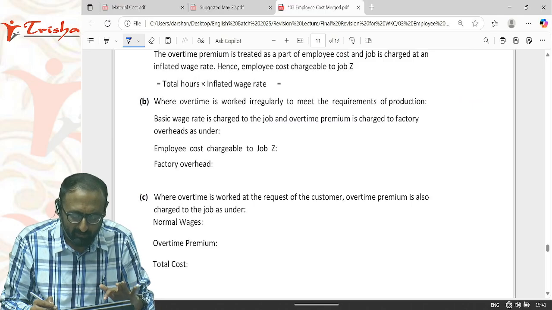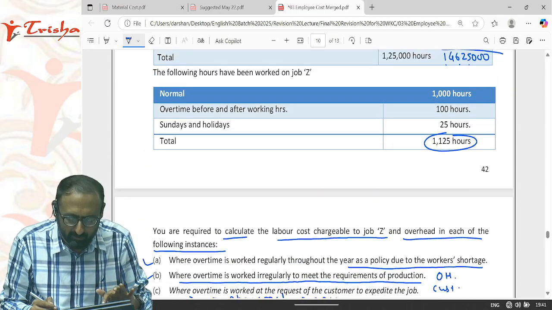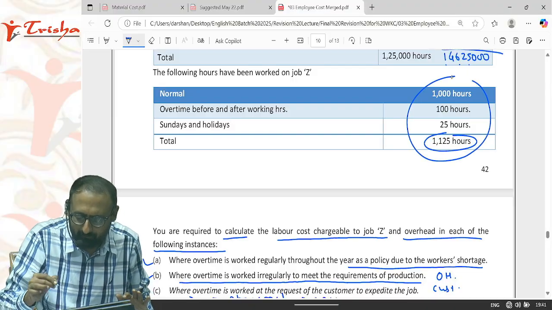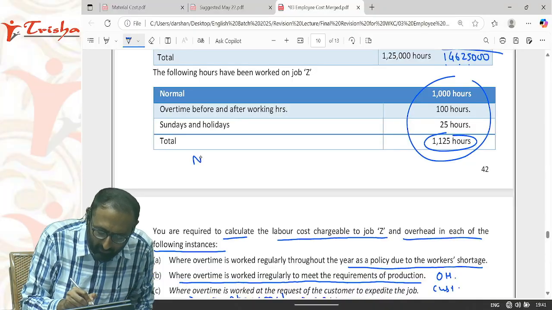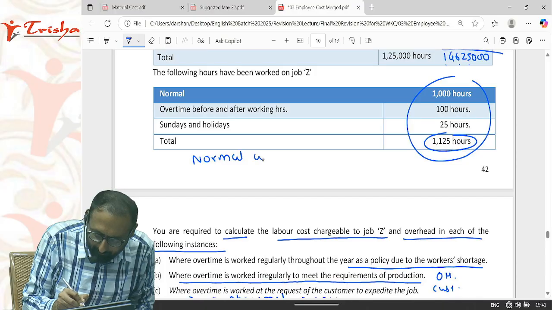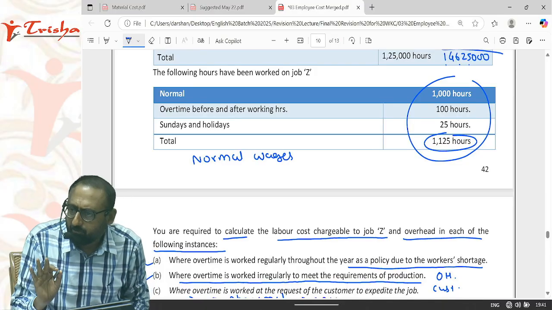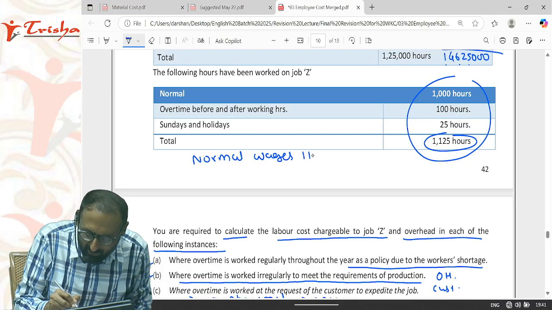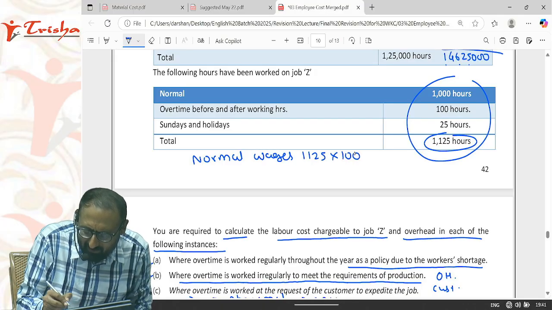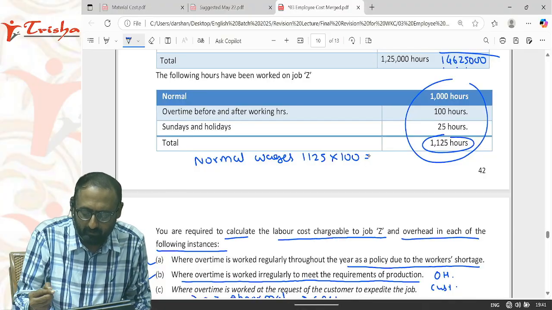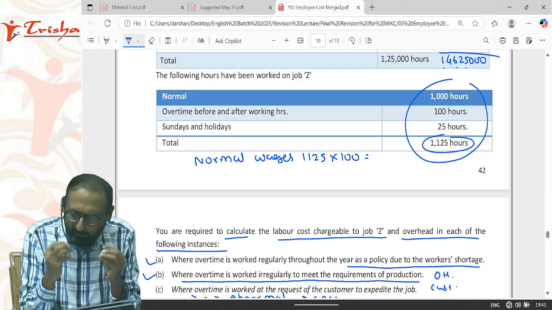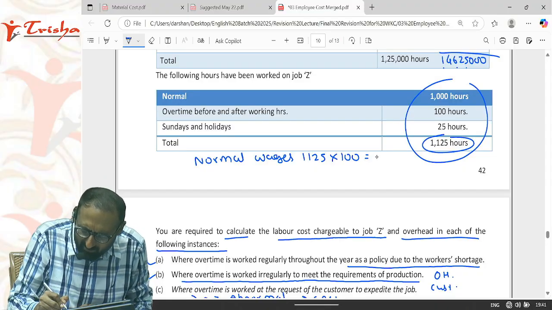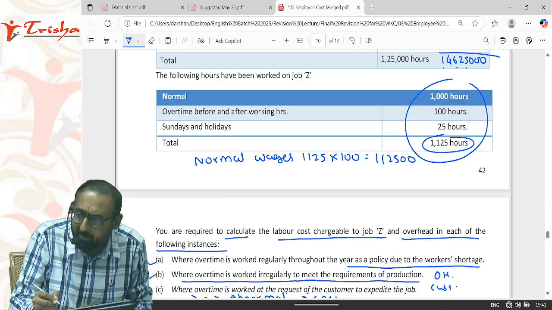Now, this is job number Z. Tell me what will be the normal wages. 1125 into 100. 100 is the basic wage rate, the normal wage rate applicable to all hours. So it is 1,12,500.